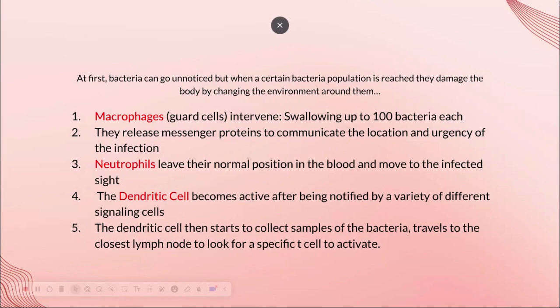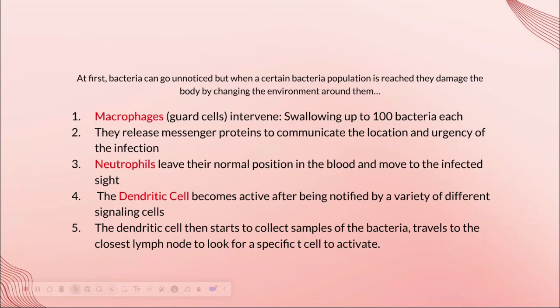So, how does the innate immune response work? Well, at first, bacteria can go unnoticed, but when a certain bacteria population is reached, they damage the body by changing the environment around them. First, macrophages, or guard cells, intervene. These are huge cells that guard every border region of the body, and they can swallow up to 100 bacteria, and each of these are broken down by enzymes in the cell. They cause inflammation by ordering water into the site to make fighting off bacteria easier, and this causes mild swelling.